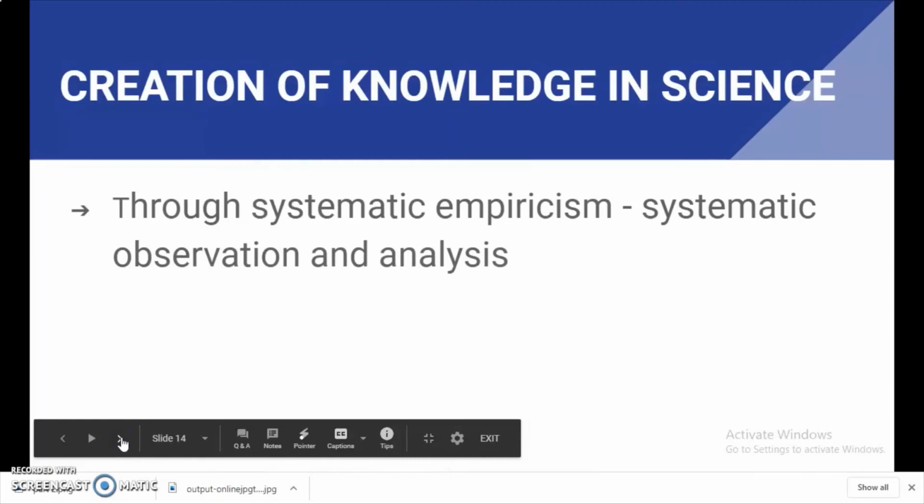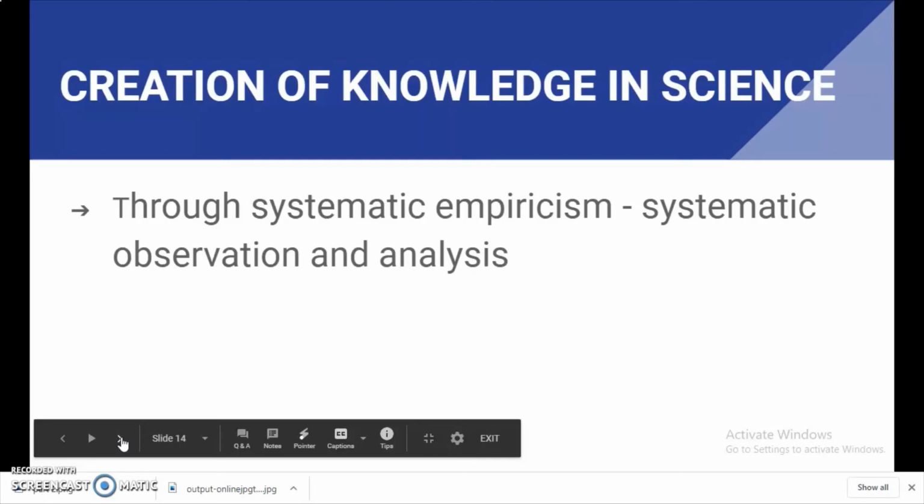And then we see, how do we create knowledge in science? Because we have seen different types of acquiring knowledge, when we compare that, we'll see the creation of knowledge in science. How do we create knowledge in science? That is through systematic empiricism, that is systematic observation and analysis. That's the method of creating knowledge in science, systematic empiricism.